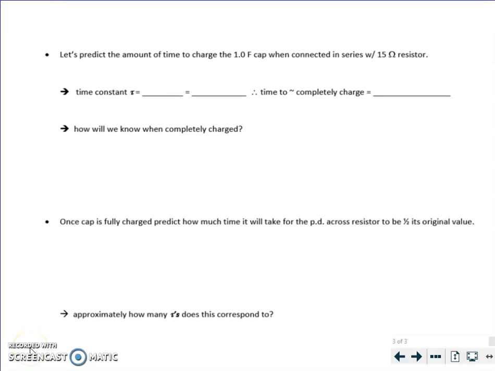Hi everybody, so this is the follow-up to the RC circuit tutorial. We're going to do an example problem. Okay, so let's jump right into it.